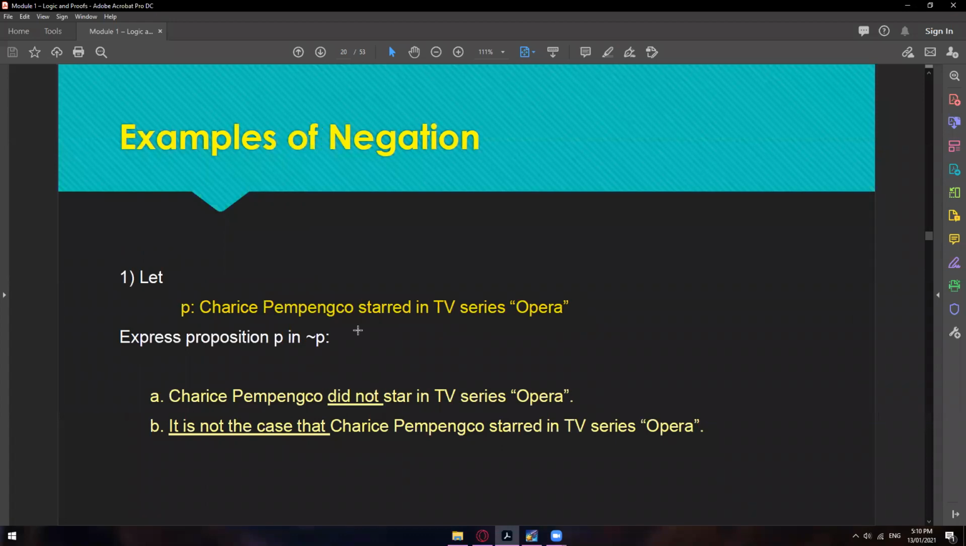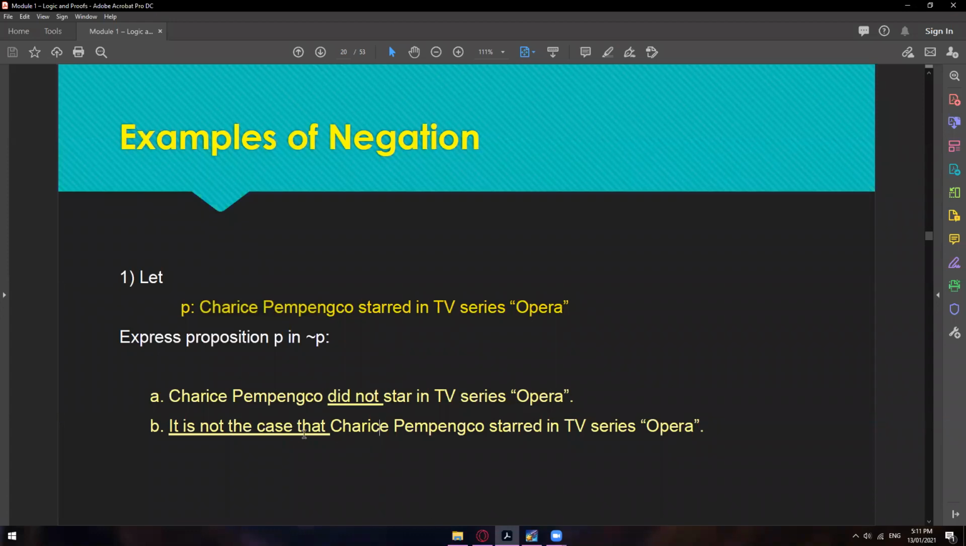And then we have more examples of negation. So we have here statement P, wherein Charisse Pempenko starred in TV series opera, can be expressed as proposition P and negation P as those two answers. So letter A, Charisse Pempenko did not star in TV series opera. So the original statement is Charisse Pempenko starred in TV series opera. But in here, if you're going to negate this one, okay, Charisse Pempenko did not star in TV series opera. Or you can answer like this. It is not the case that Charisse Pempenko starred in TV series opera.